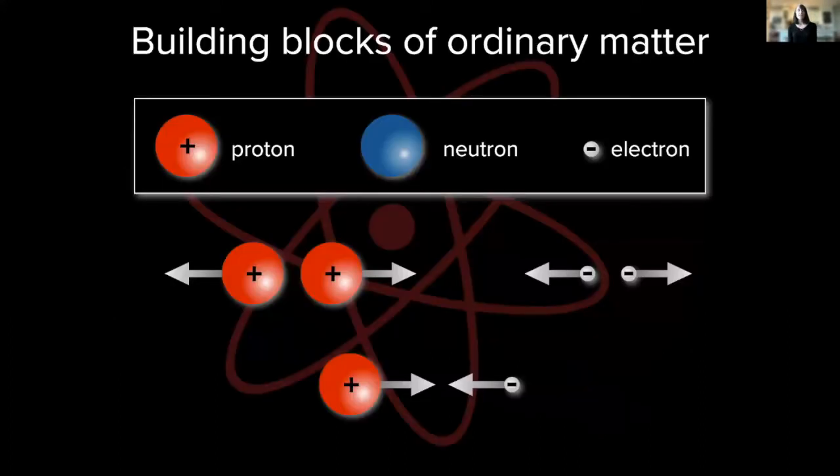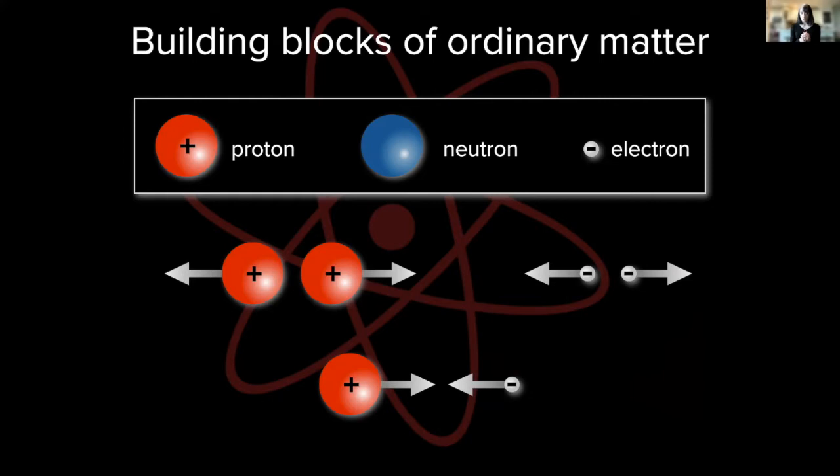So before we get to this, we need a little bit more background information. These are the basic building blocks of ordinary matter. You and me and trees and planets and stars are all made of protons, neutrons, and electrons. These are the basic components of atoms, which have protons and neutrons bound together in a nucleus with electrons surrounding them.